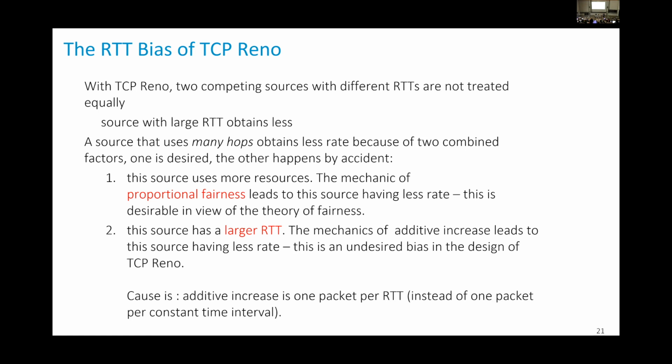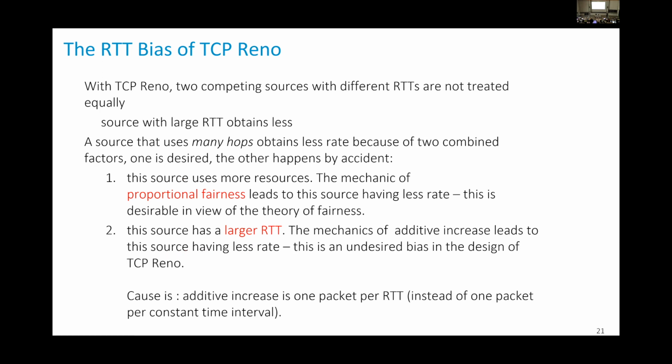So in such a case, yes, if you use many bottlenecks rather than one, you will get less. That's proportional fair, and it's okay to be proportionally fair, but it's not okay to give less simply because one of the links is longer here, which is the bias against large RTT. So it's an undesired bias in the design of TCP Reno. We have seen an abstract explanation of that.